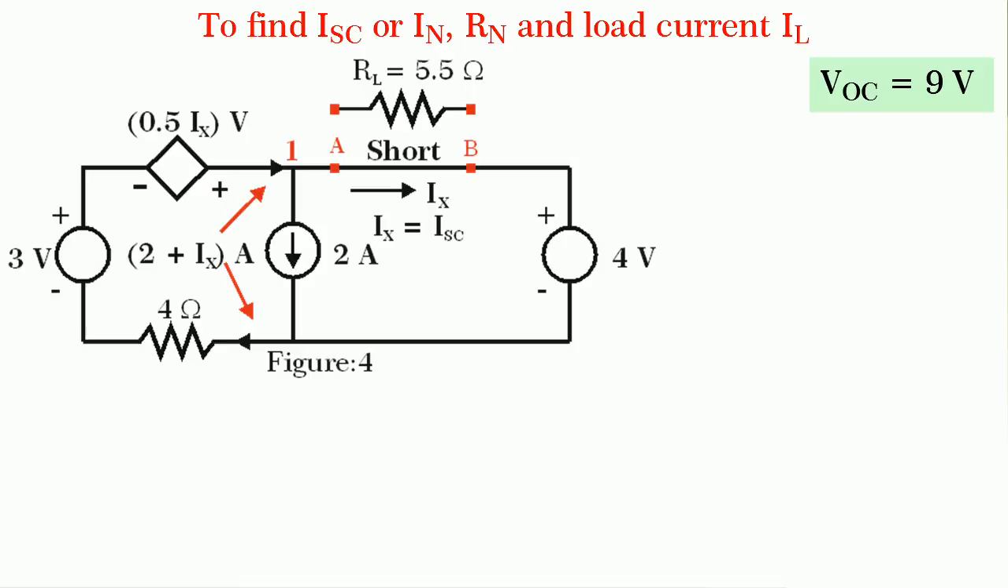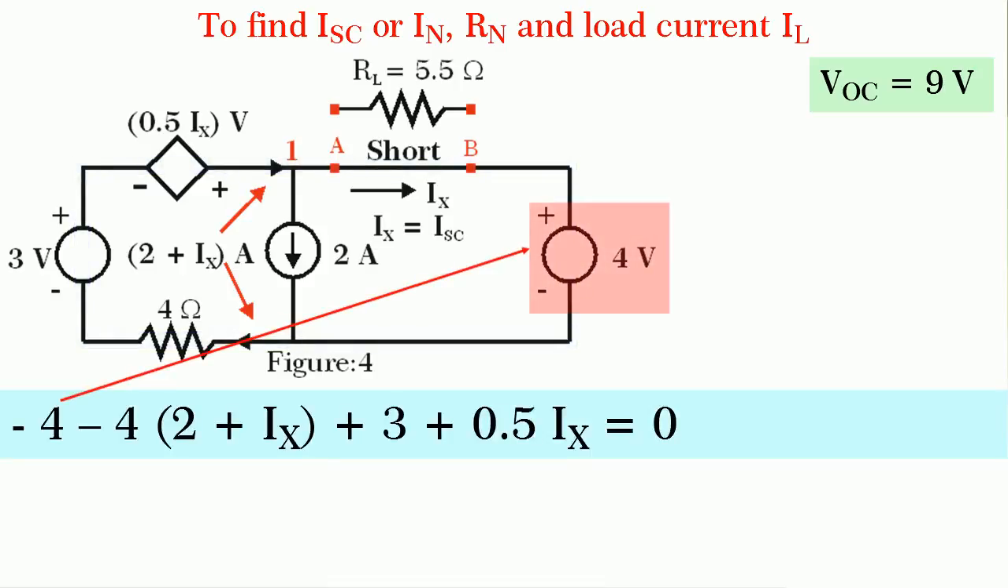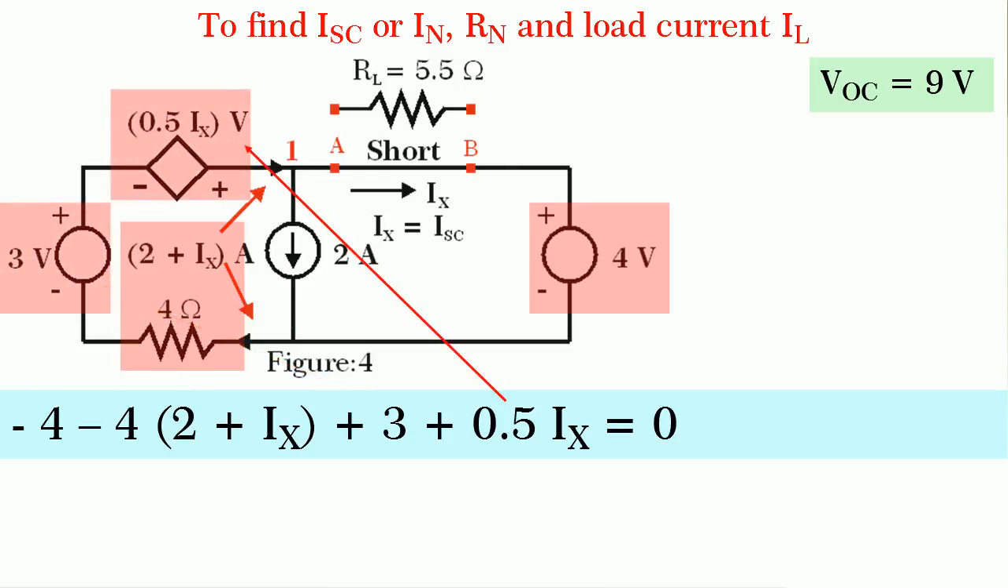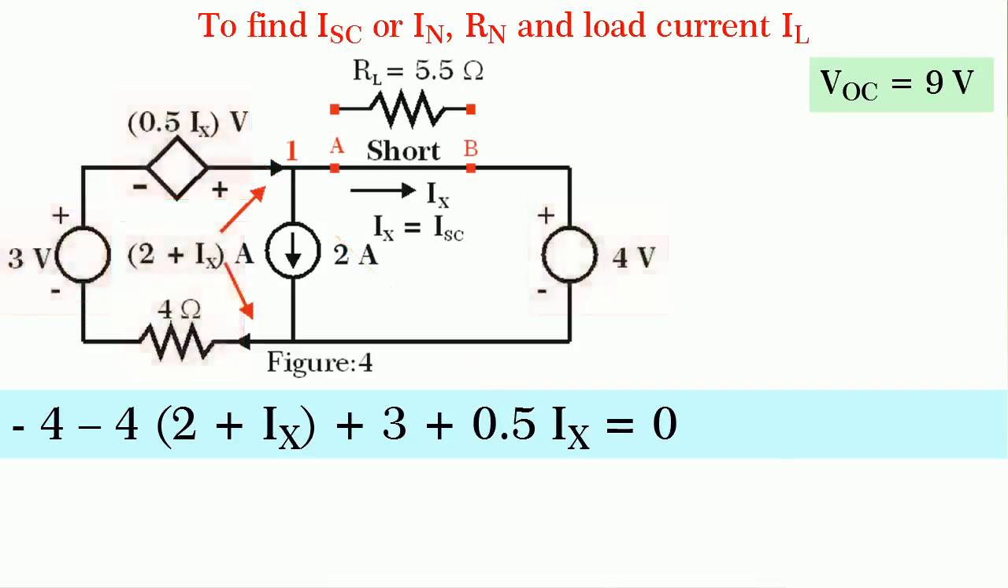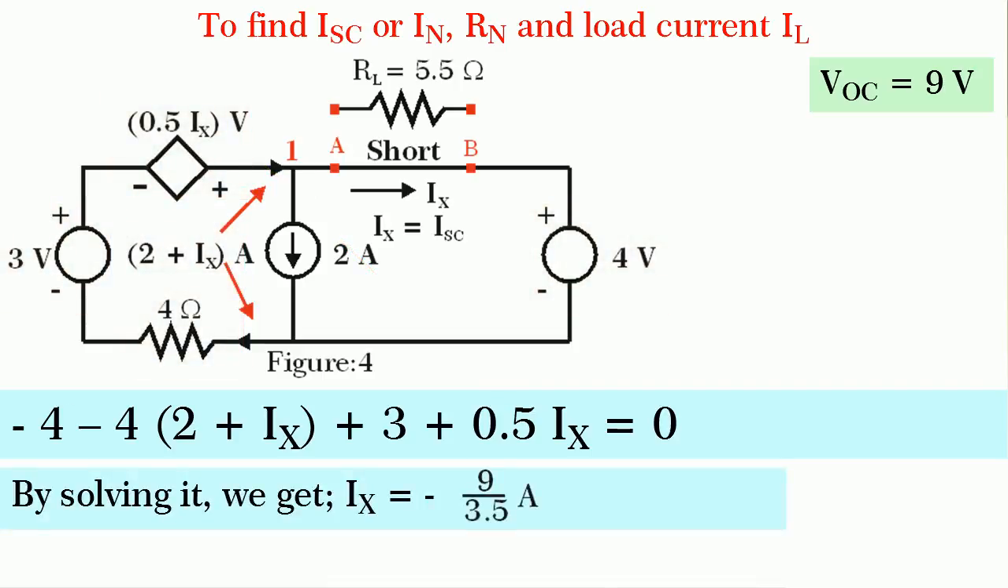And in the network, there is only one unknown, and hence by writing the Kirchhoff's voltage equation for the outer loop, tracing it in the clockwise direction, we get minus 4 into 2 plus Ix plus 3 plus 0.5 Ix equal to 0. By solving it, we get Ix equal to minus 9 divided by 3.5.